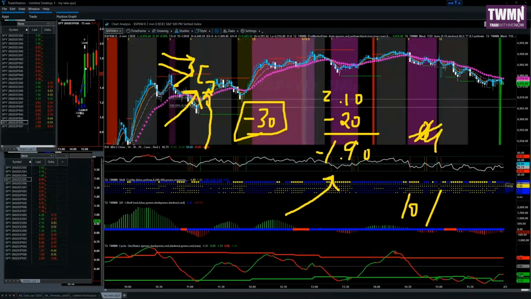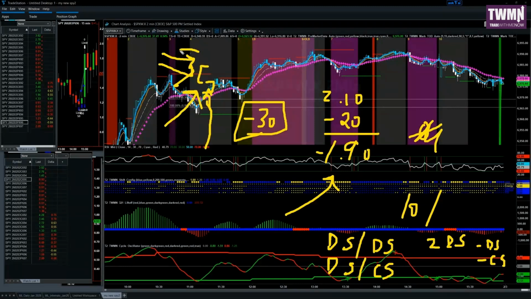That's why we teach you phase 1 is buy the debit spread, sell the debit spread. Phase 2 is buy the debit spread, sell the credit spread. And phase 3 is buy 2 debit spreads, sell one, and convert the other. And use some of that credit to help pay for that if you need to.